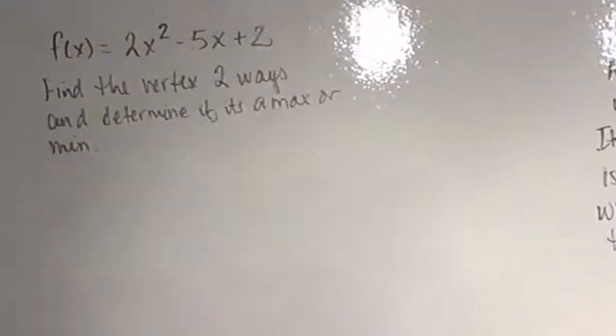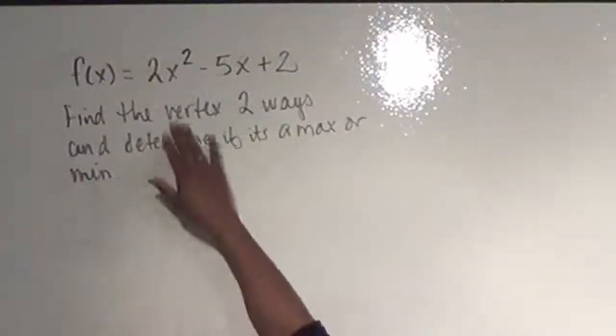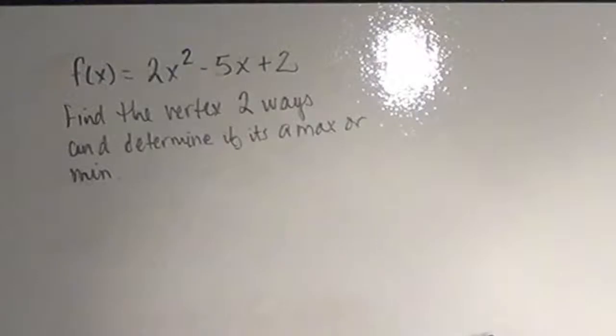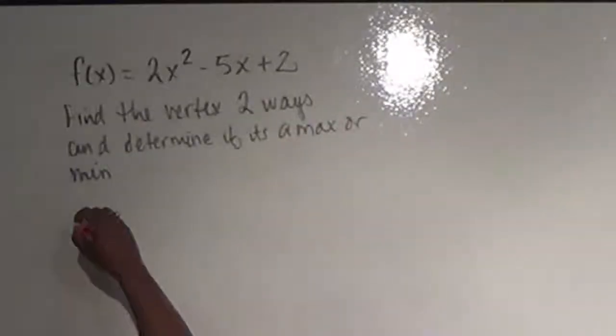So let's look at an example of finding the vertex given our quadratic equation. In this case we have a quadratic function, 2x squared minus 5x plus 2, that we want to find the vertex two different ways and then be able to determine whether it's a maximum or a minimum. Okay? So again, the two ways we can do this is to complete the square or to use our negative b over 2a. So I'm going to start with completing the square because that's probably the one that most people don't remember how to do easily.